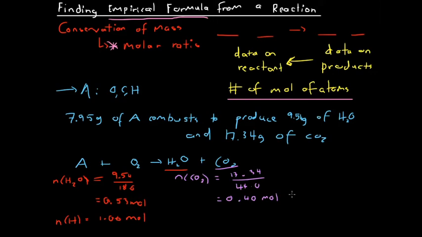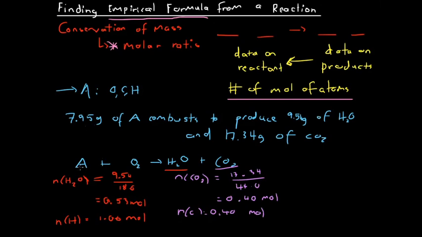Now, from there we want to figure out the mole of carbon, because that's the element that we're looking at. We're looking at the conservation of carbon to figure out the amount of carbon over here. So we've got 1 carbon in every carbon dioxide molecule, so the mole of carbon is also going to be 0.40 mole.